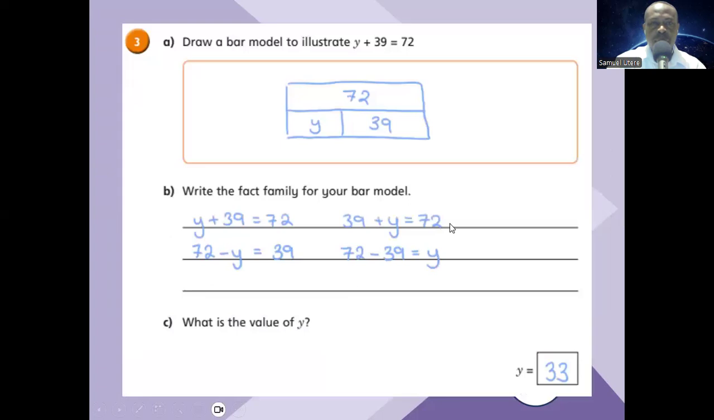You're asked to draw a bar model for this. Y plus 39 equals 72. Of course, by now you should know 72 is the big bar. And then because you always add bars in the bar model, one bar will be Y and the other bar will be 39. The size does not really matter. We do not know the actual value of Y, but just make sure you draw it properly like this. And then write the fact family for your bar model. By now, you should know how to write the fact families. And then you find the value of Y.